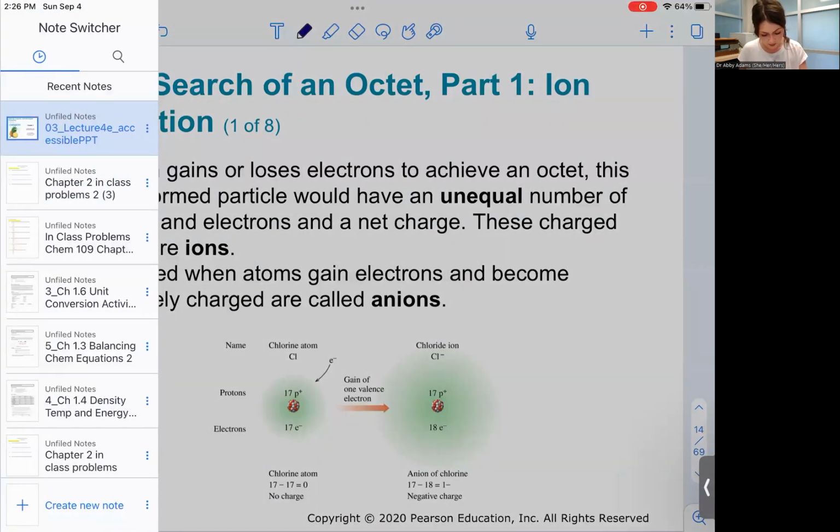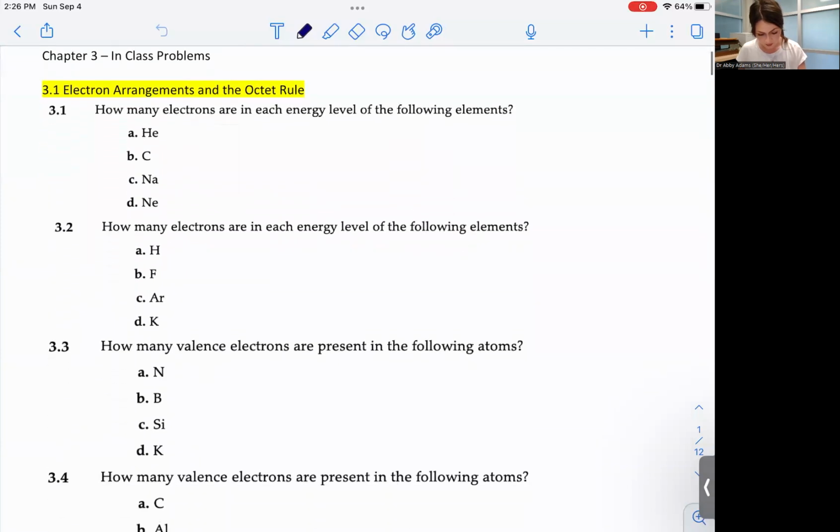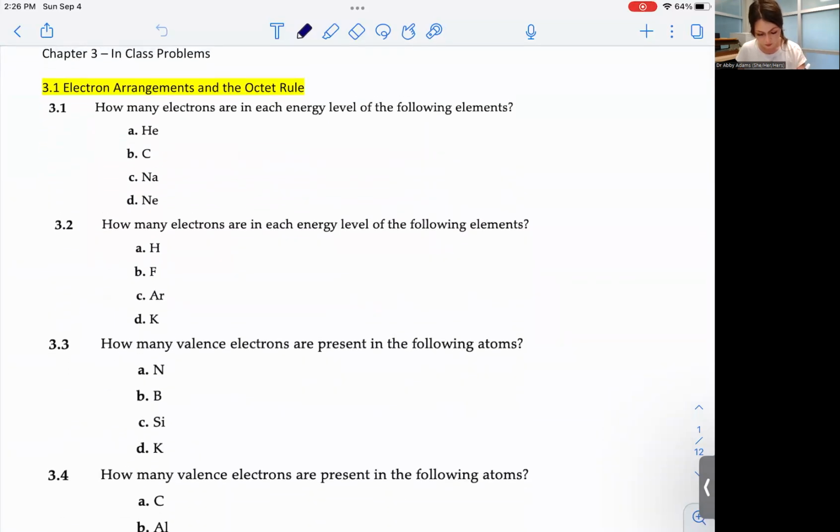Okay, so let's see. Here we go. So let's do 3.1, I believe. Okay. How many electrons are in each energy level of the following elements? So energy level. So that means the period. Each time we fill an energy level, we're creating a new period on the table. Okay. So helium, we know that one, right? Where's that one on the periodic table? All right. That is in the what?